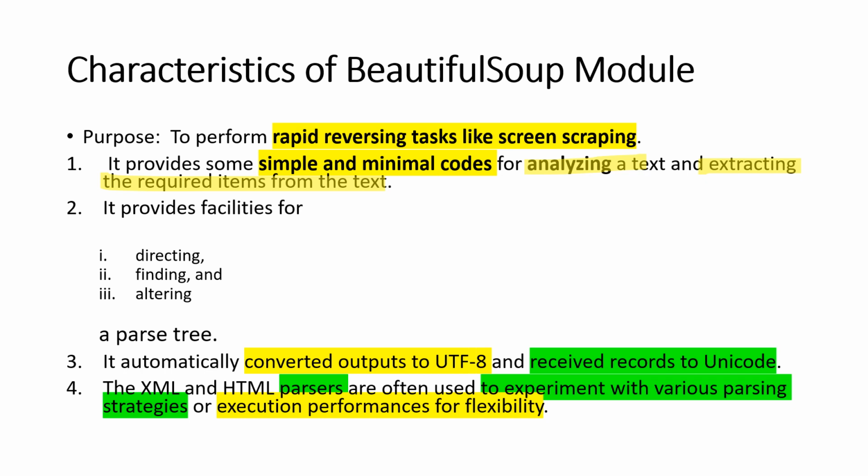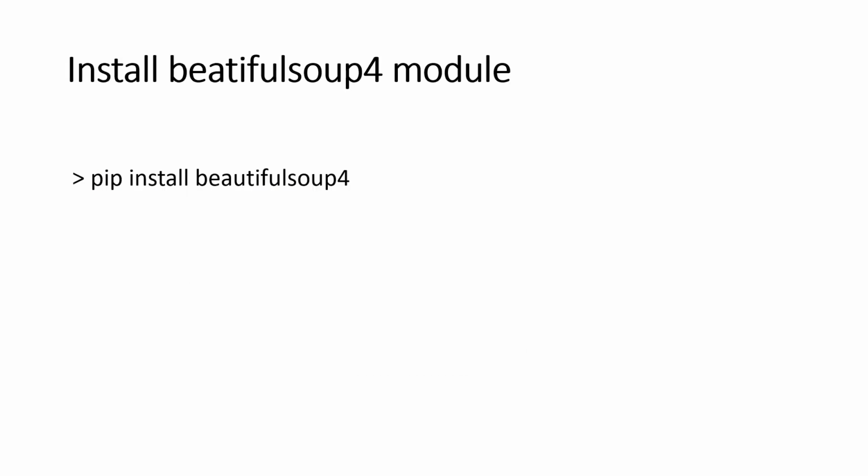Along with this, it automatically converts the output to UTF-8 and receives input in Unicode. These tools are often used for comparing different parse trees and studying their performance. This is also not available with core Python, so you have to install it with the pip install command.